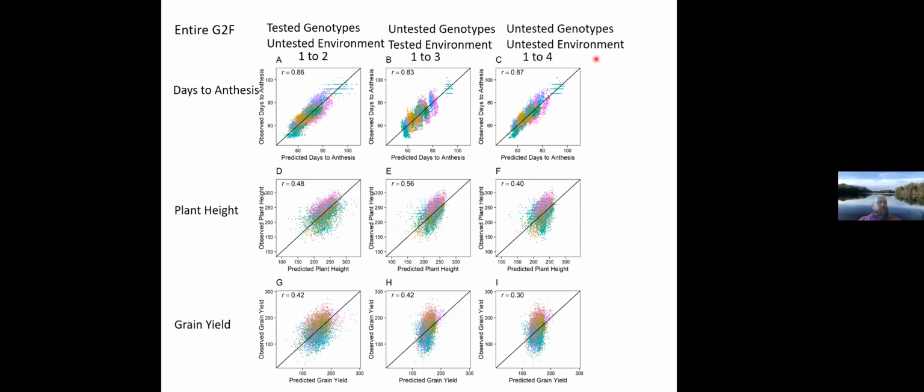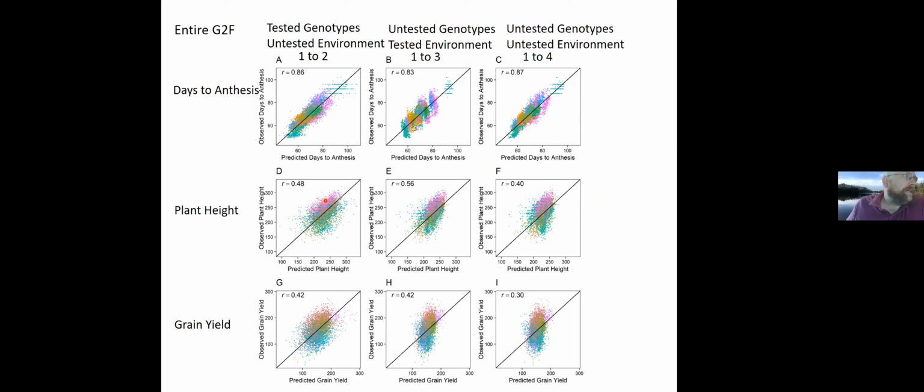Just looking briefly at the results for the entire G2F data set, our columns are the prediction scenarios: 1 to 2 in the first column, 1 to 3 in the second, and 1 to 4 in the third. And then we have days to anthesis in the first row, plant height, and then grain yield. For the simplest trait, days to anthesis, in all prediction scenarios, we achieve pretty good results. That's sort of expected. We should be able to predict anthesis by now, and we do. We do a very good job even in the most complex scenario.